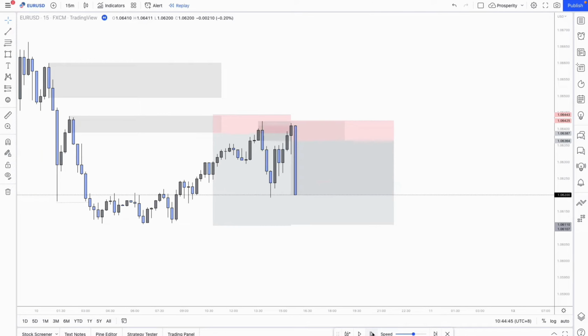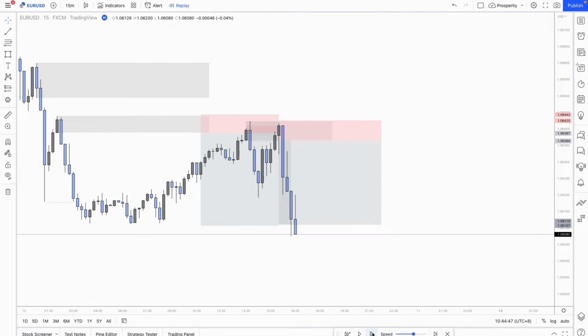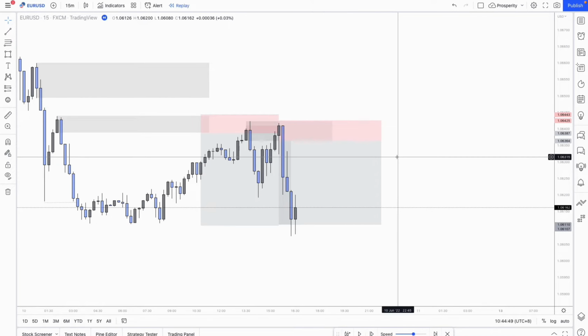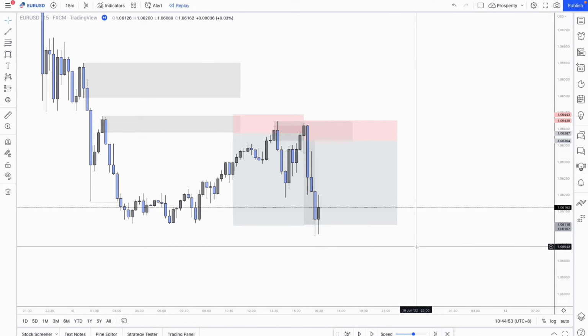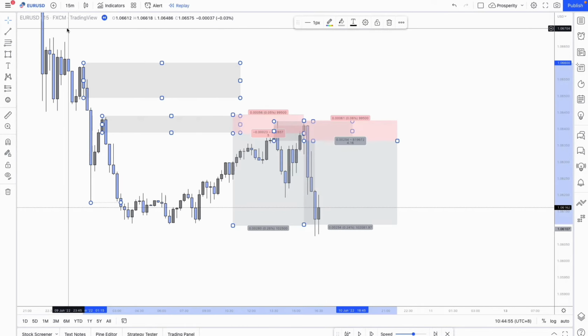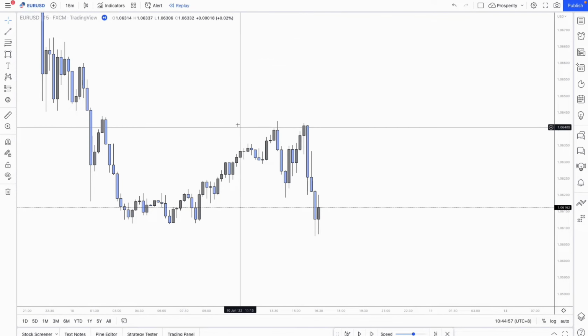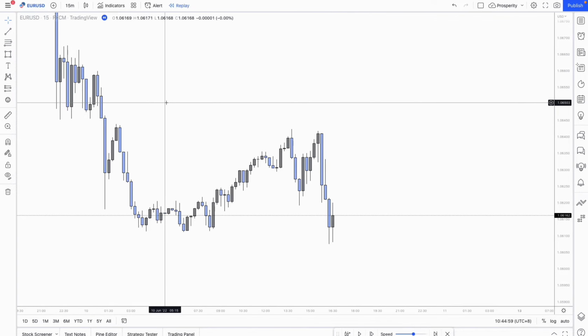Okay, trade takes in. And there you go, right? Price is respecting levels of supply and demand because that is how the markets operate. So the opposite then is demand zones.